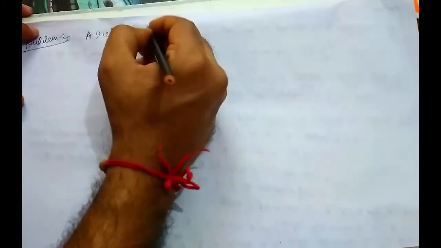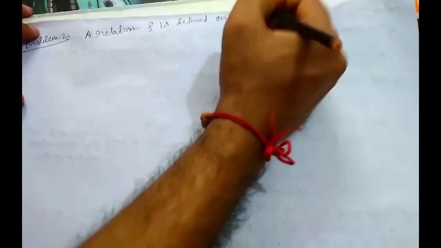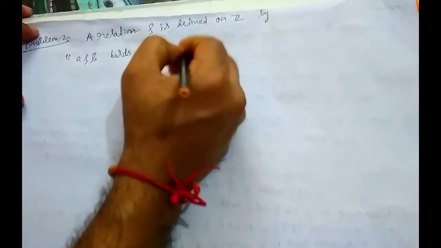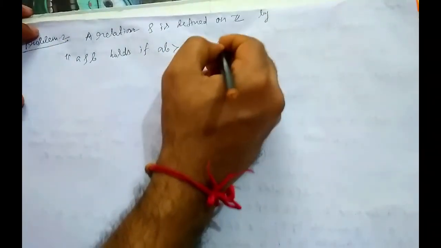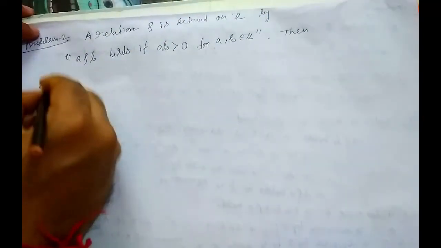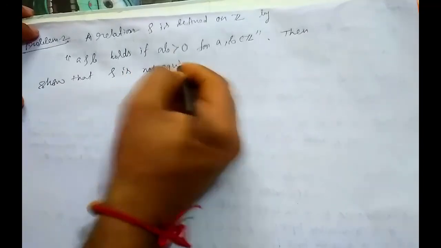Problem 2: a relation rho is defined on Z, that means on integers, by a rho b holds if ab is greater than 0, for a, b belonging to Z. Then show that rho is not an equivalence.